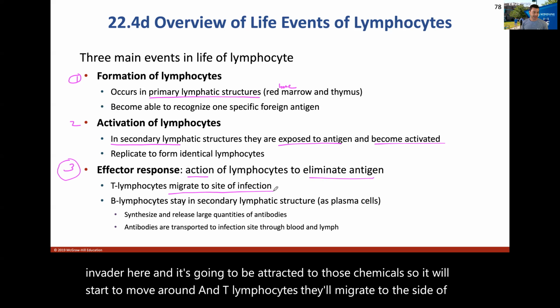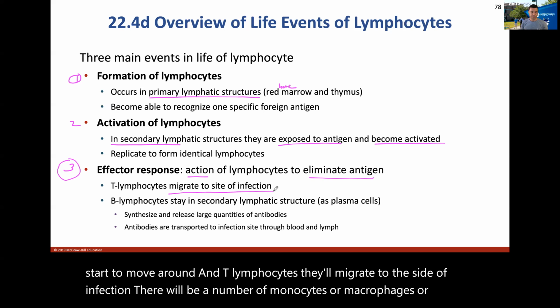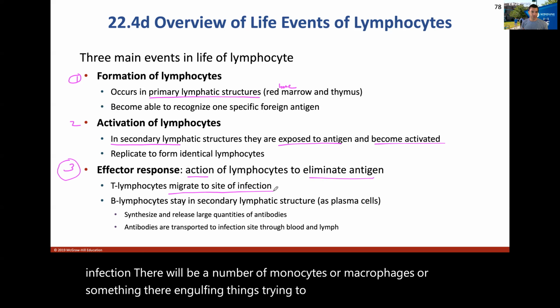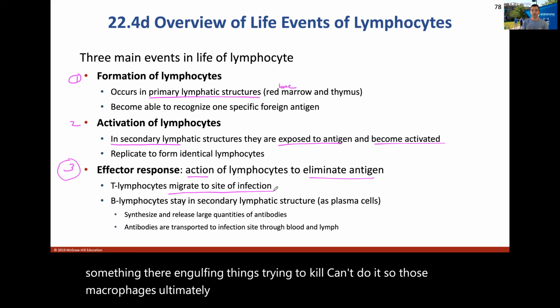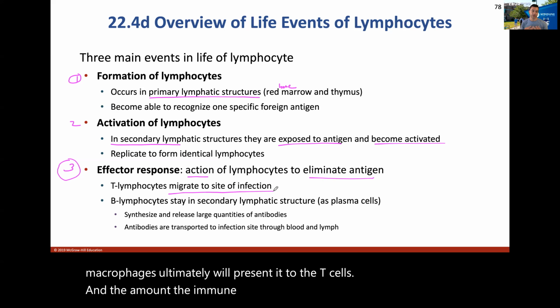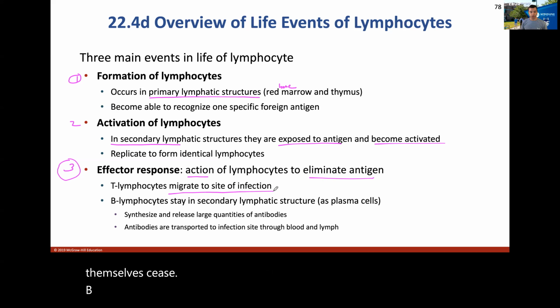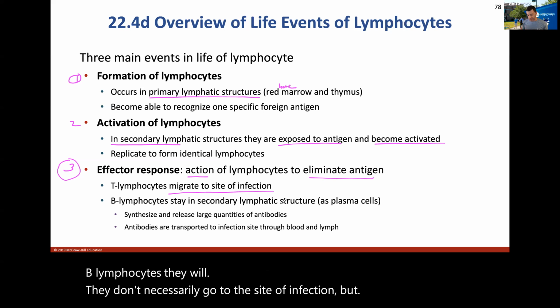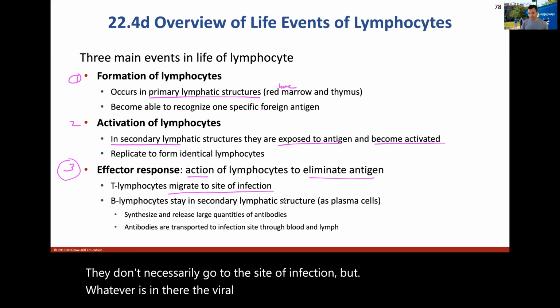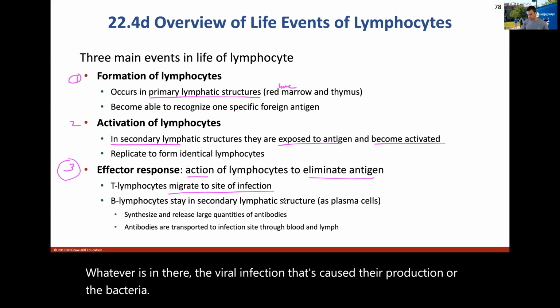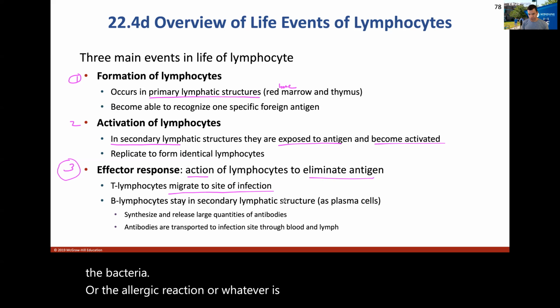There'll be a number of monocytes or macrophages there engulfing things, trying to kill, can't do it. So those macrophages ultimately will present it to the T cells, and they'll mount the immune response, killing the foreign invader, and then they themselves cease. B lymphocytes don't necessarily go to the site of infection, but whatever has caused their proliferation, the viral infection, or the bacteria, or the allergic reaction, they stay in those secondary structures, okay?